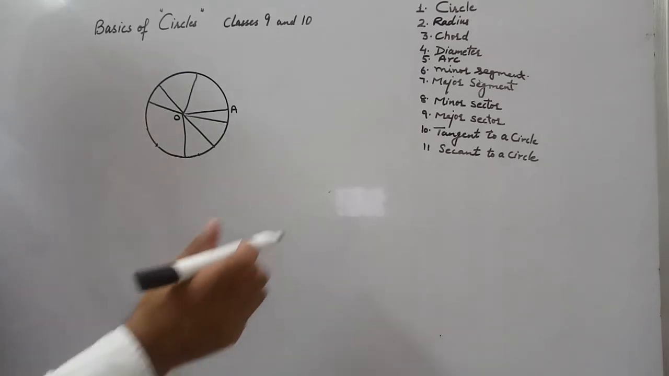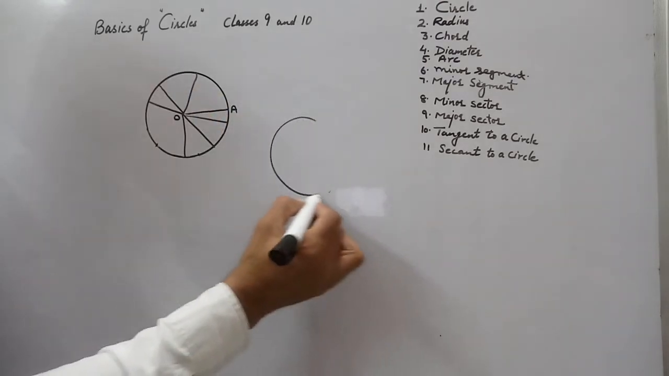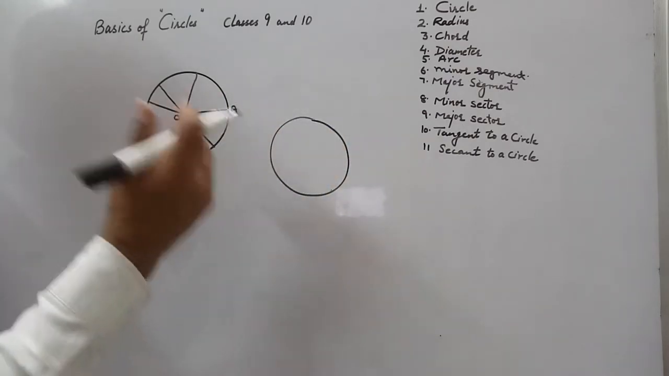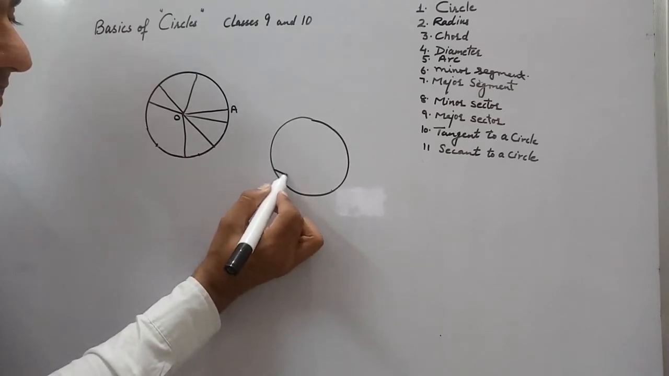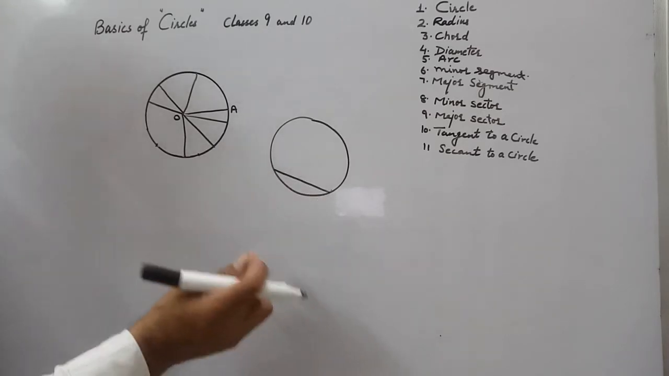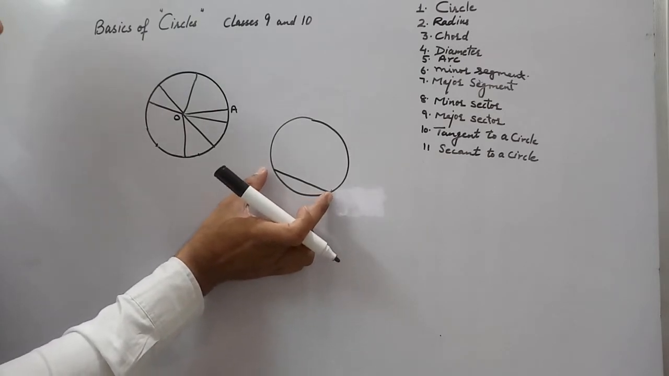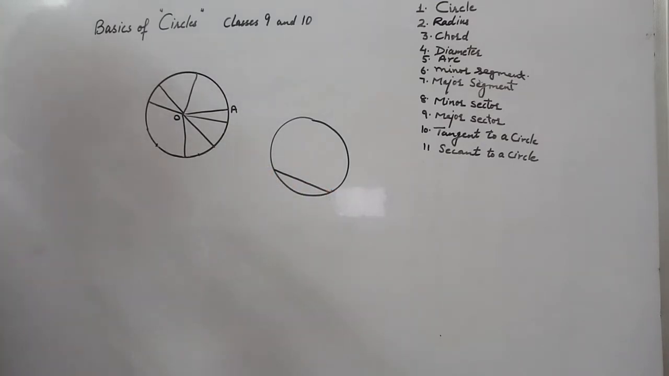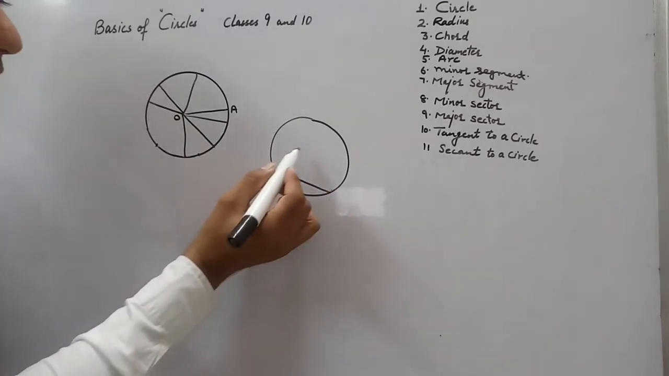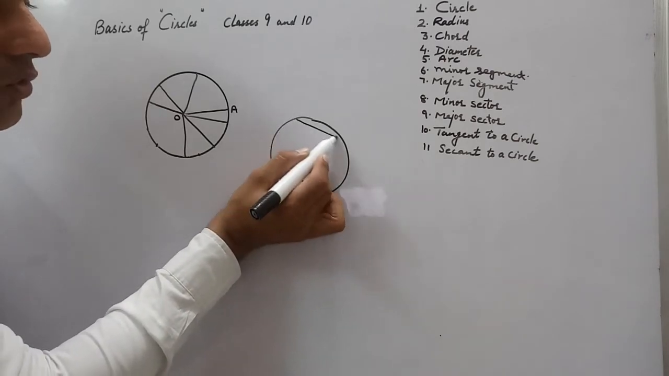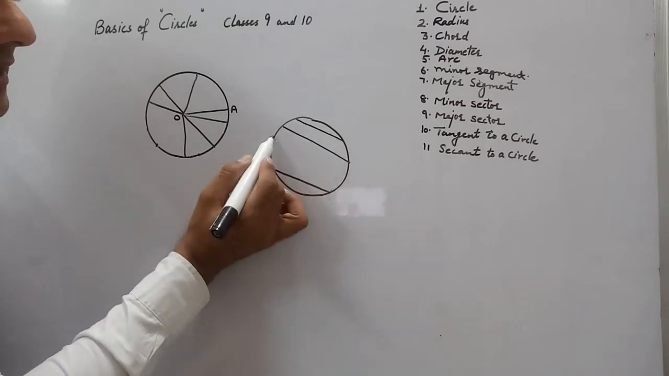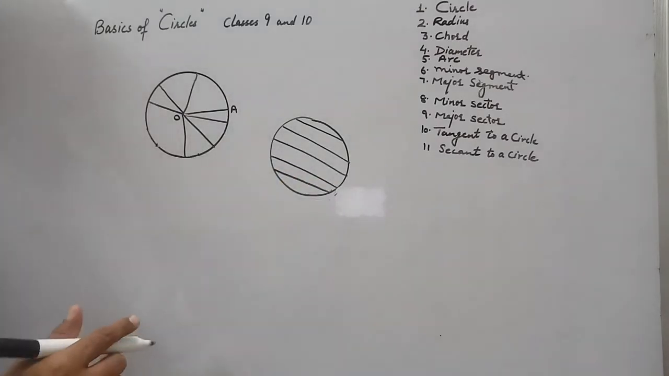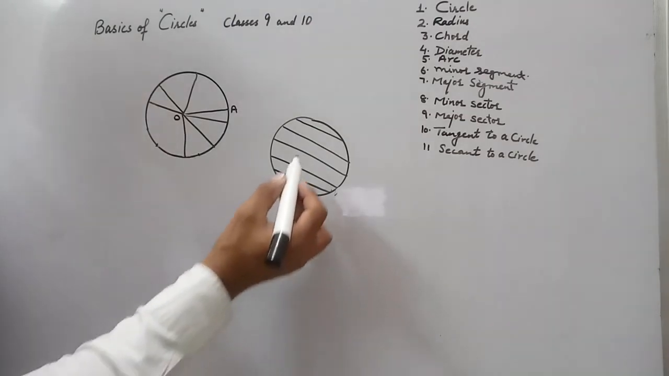So next is chord. So suppose this is a circle. If we join any 2 points on the circle, we get a chord. See here, this point and this point you join, we get a chord. So we can define a chord as a line segment joining any 2 points on the circle. Similarly, we have so many points on the circle, so we can have so many chords on the circle, because infinitely many points are there, so we can draw infinitely many chords on the circle.